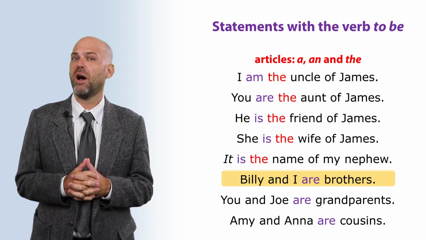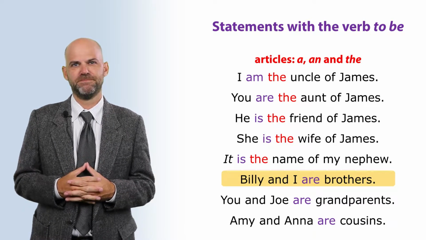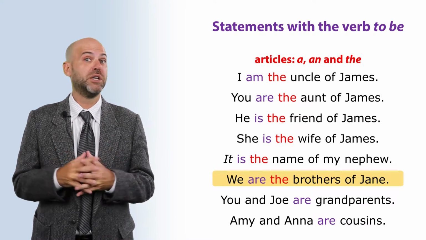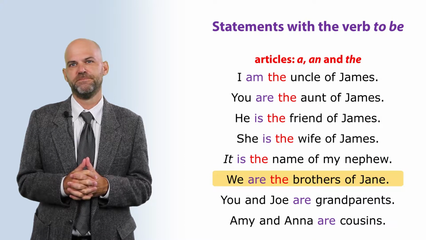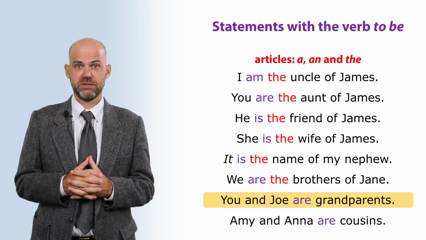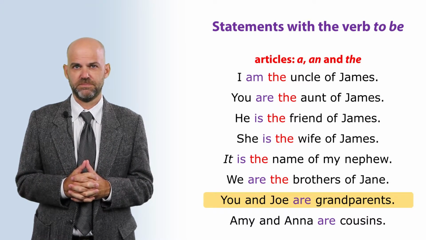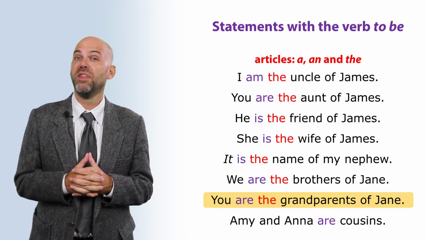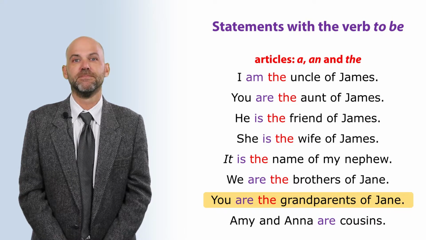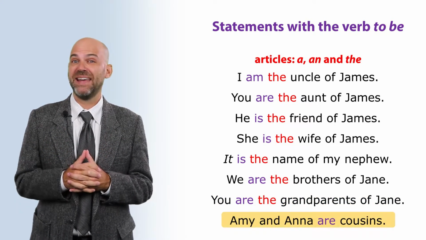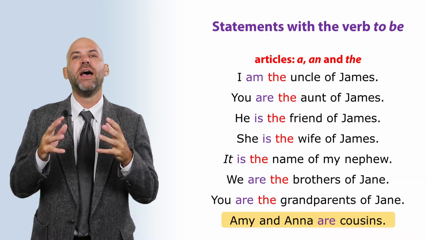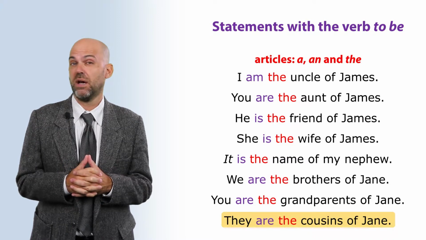Billy and I are brothers. We are the brothers of Jane. You and Joe are grandparents. You are the grandparents of Jane. Amy and Anna are cousins. They are the cousins of Jane.